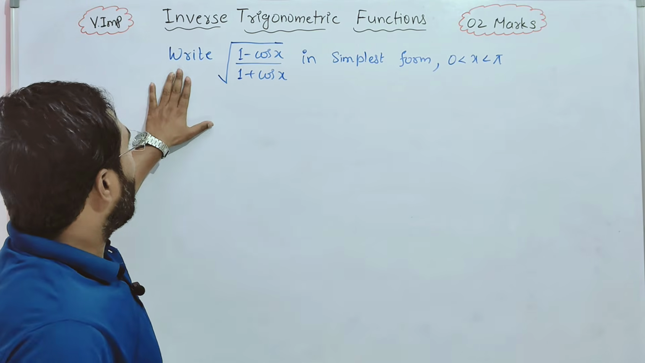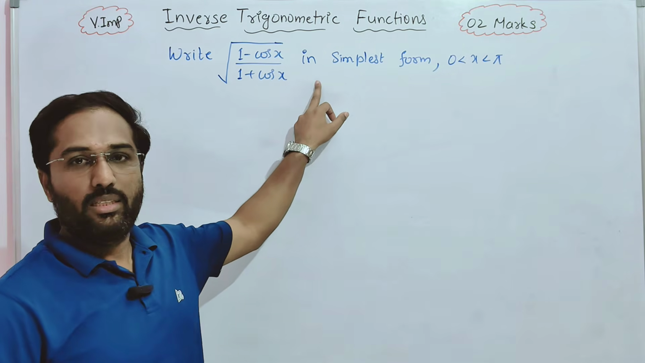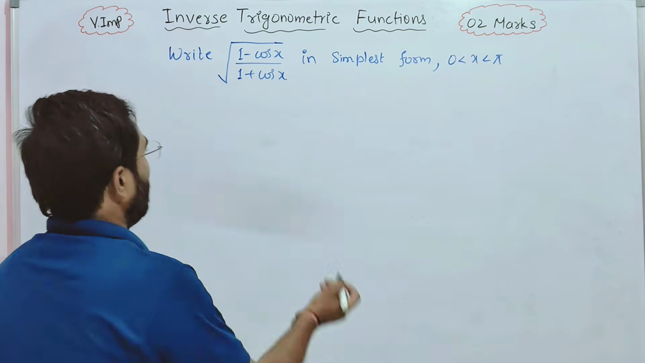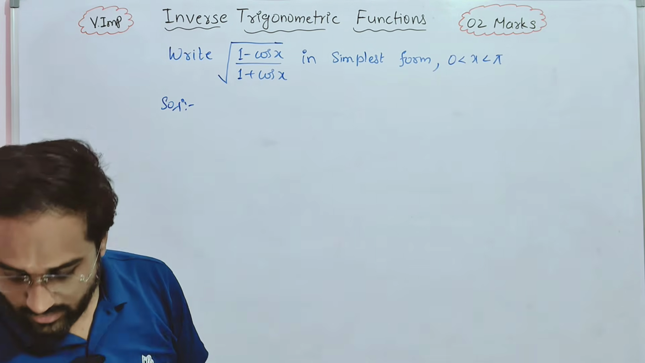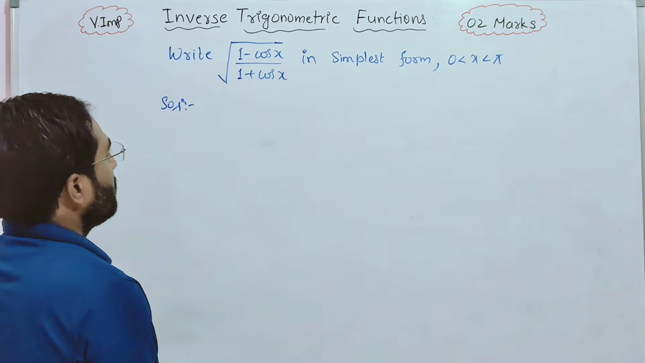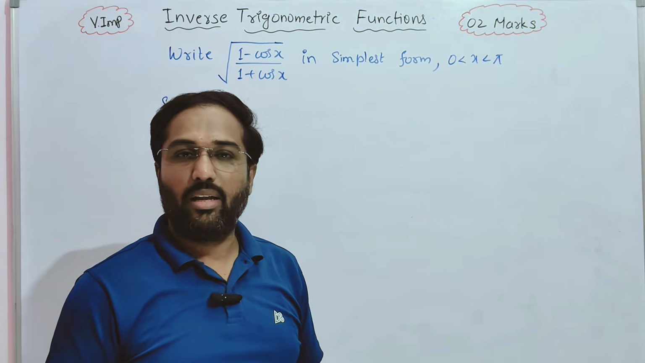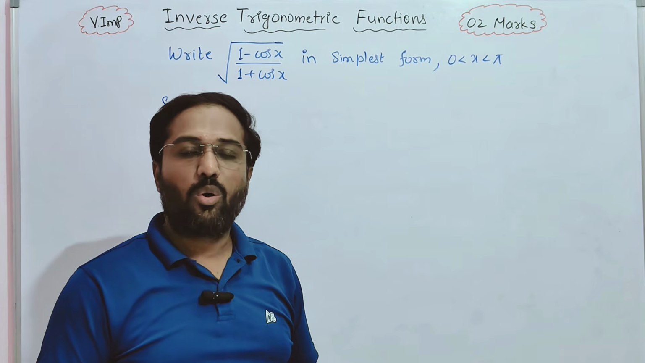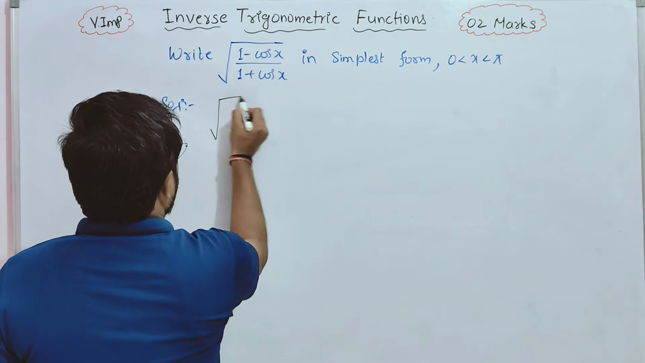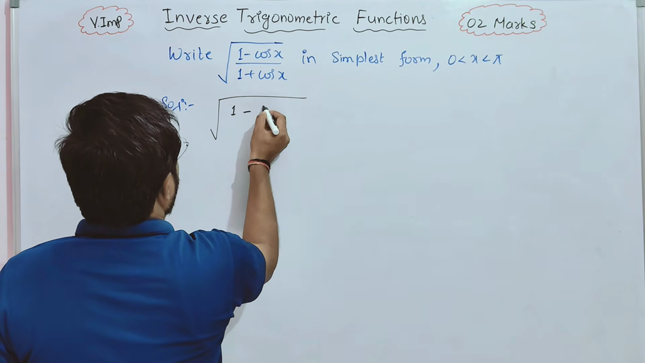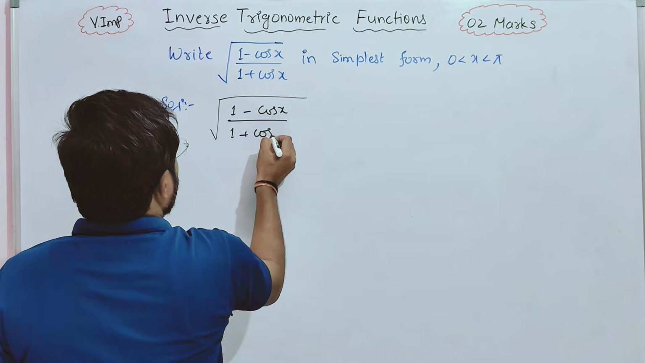Let us see one last example, a very important example and a very easy way. Write the square root of 1 minus cos x by 1 plus cos x in the simplest form. How do we find the simplest form? You just need to observe the function and see whether it can be simplified by applying any formulas or by taking the LCM. So here it is given 1 minus cos x divided by 1 plus cos x.